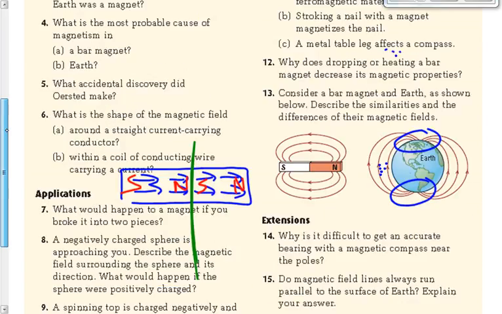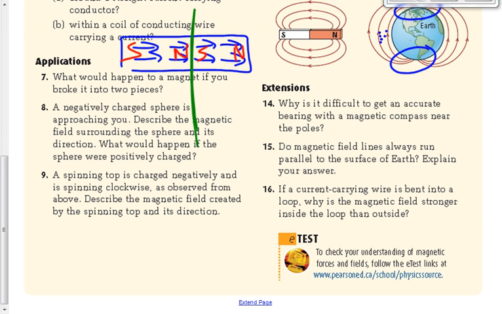And question 16, here's a good one. If a current-carrying wire is bent into a loop, why is the magnetic field stronger inside the loop than outside?